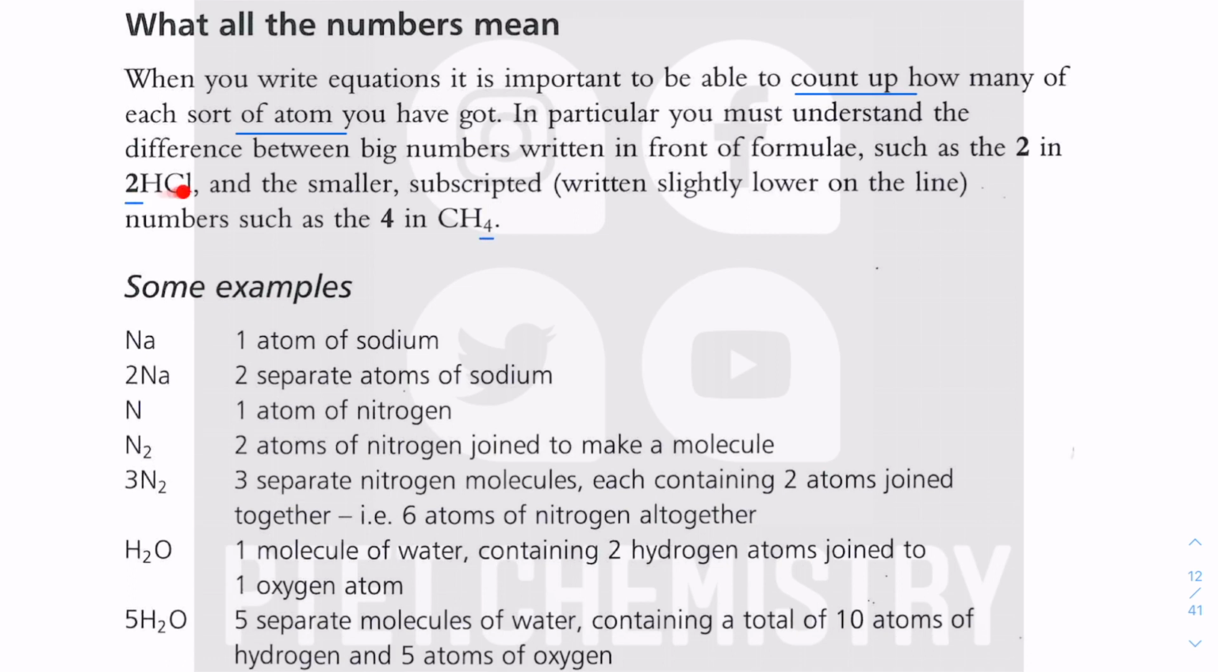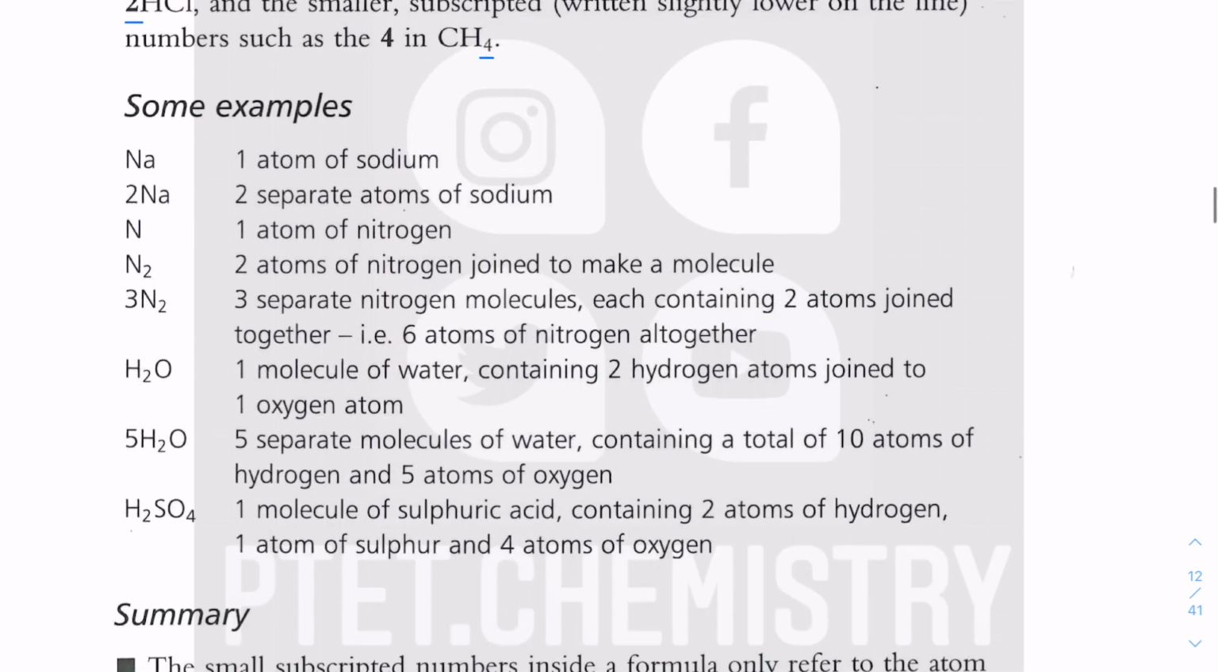So the number in front means, well, let's go through these terminologies. Na just on its own means there's only one atom of it. 2 in front means two separate atoms, so you have two Na, meaning Na and Na. You got one, you got two separate atoms. This is nitrogen without any number at the bottom, so there's one atom of nitrogen.